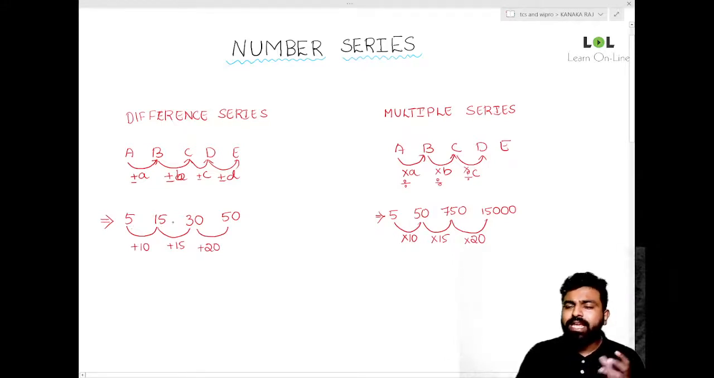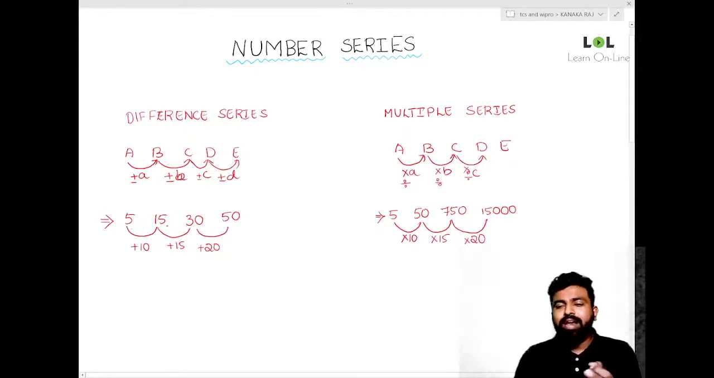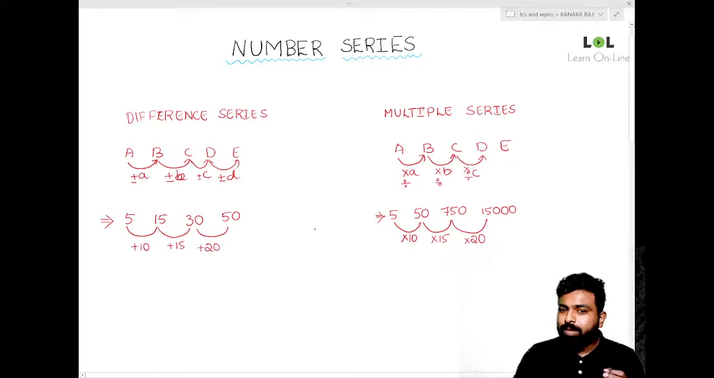If you observe carefully, what is happening in a difference series? The numbers are increasing slowly, or you can call it as the numbers are increasing gradually. But what happens in the multiple series? Look at this. The number is increasing drastically. 5 is becoming 50. After this, 50 is going on to become 750. After that, it is 15,000. All of a sudden. See, that is what is happening here.